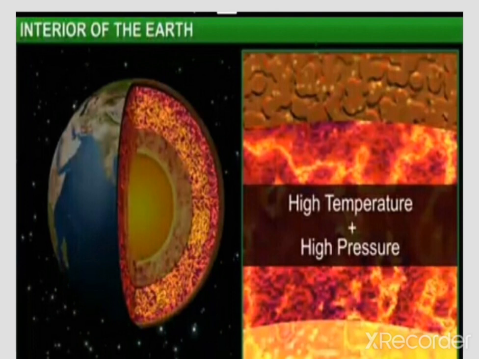So the second layer of the earth is known as the mantle layer. This mantle is classified into two parts: upper mantle and lower mantle layer. In the upper mantle layer we have noticed that the magma chambers of volcanic eruptions are located, and also the epicenters of earthquakes. Because of that, this layer is known as the asthenosphere. Understood, students?